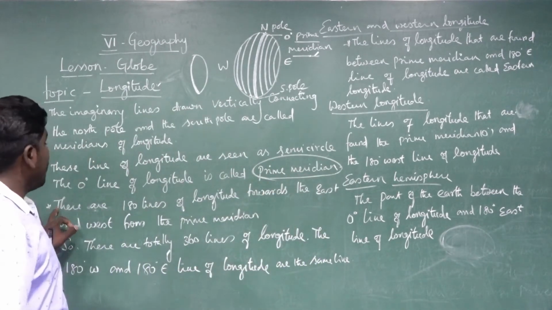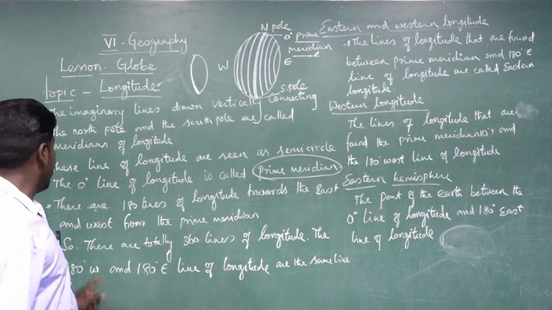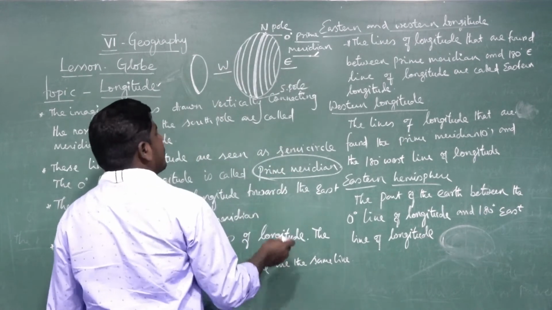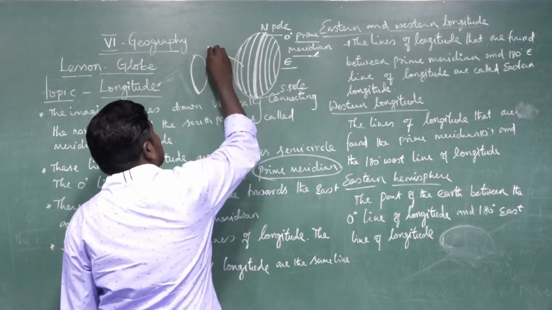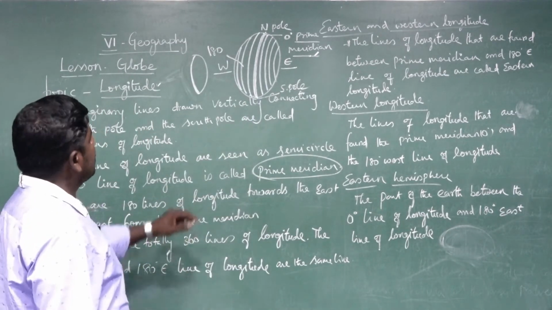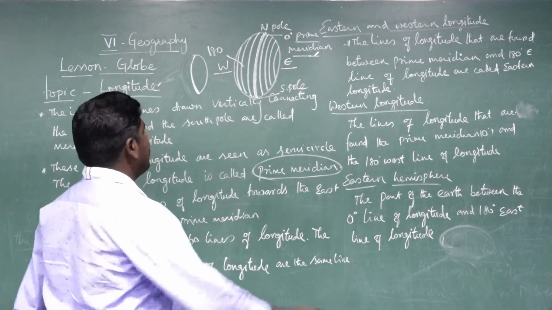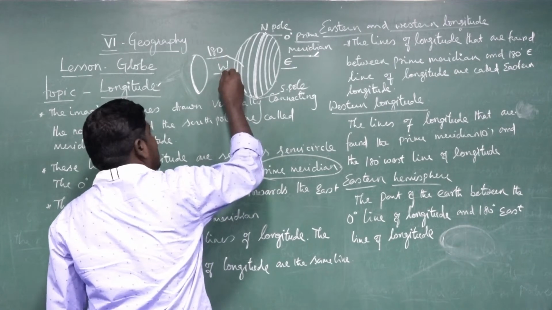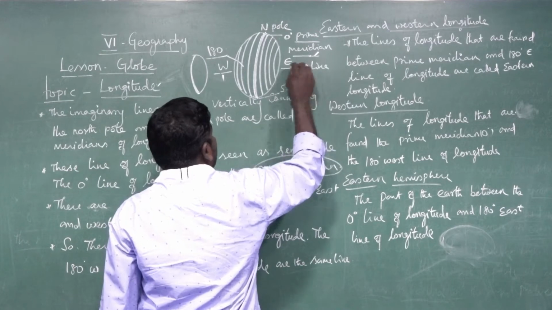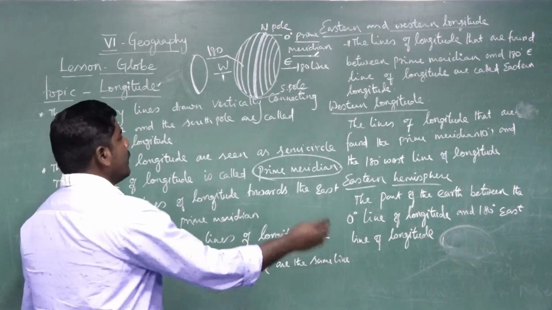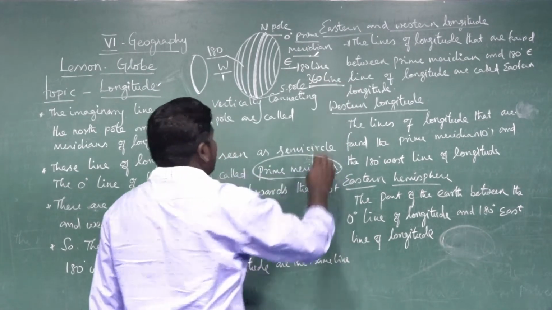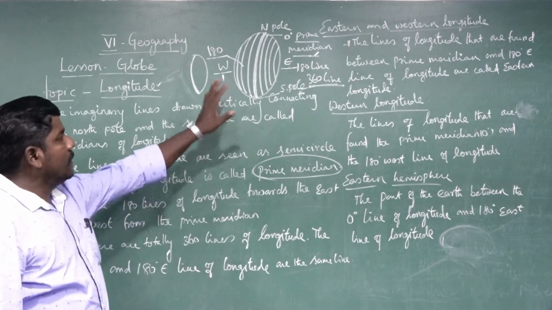Then there are 180 lines of longitude towards the east and west from the prime meridian. How many lines in total? 180 lines of longitude are present on the west side, and at the same time 180 lines are present on the east side. So in total, 360 lines are present on the earth's surface.